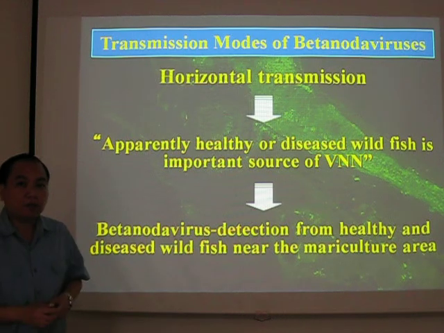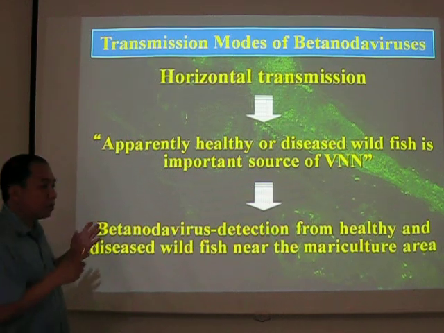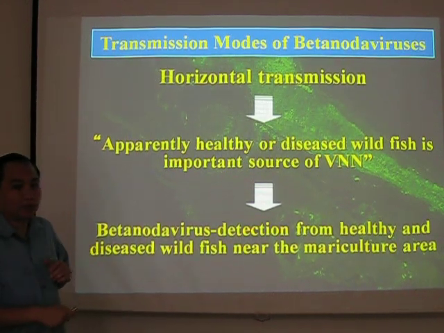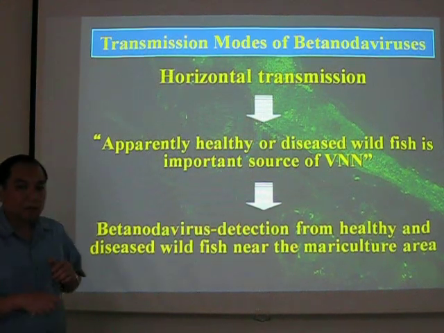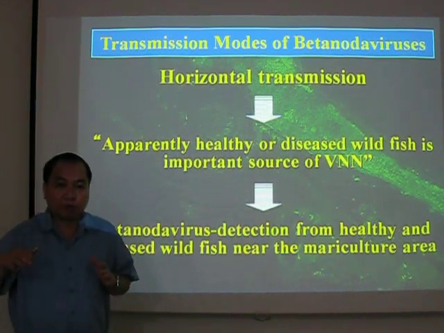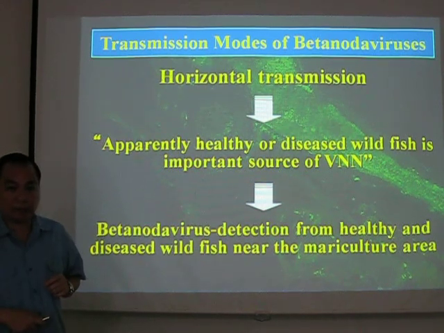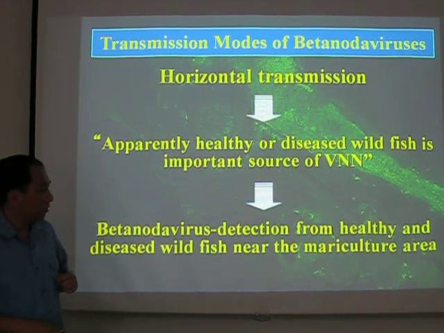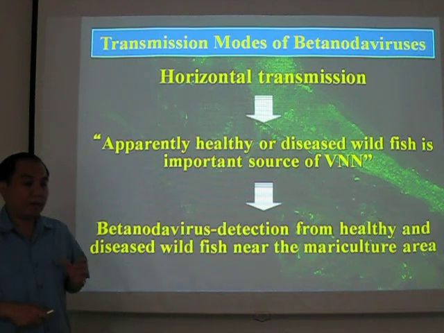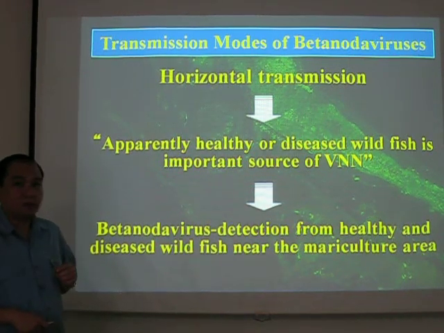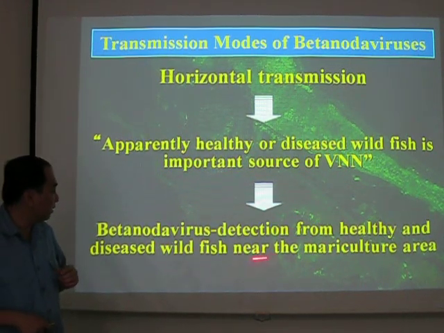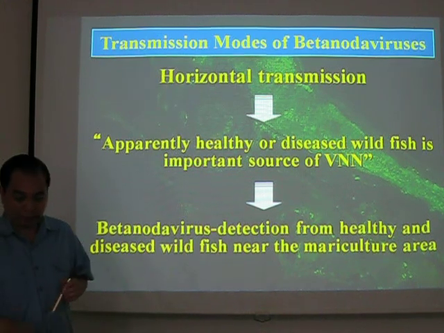How about horizontal transmission? We suspected that apparently healthy or diseased wild fish inhabiting areas near the aquaculture area are also an important source of beta-nodovirus infection that causes VNN. So we are able to detect beta-nodovirus in the apparently healthy or diseased wild fish near the mariculture area.